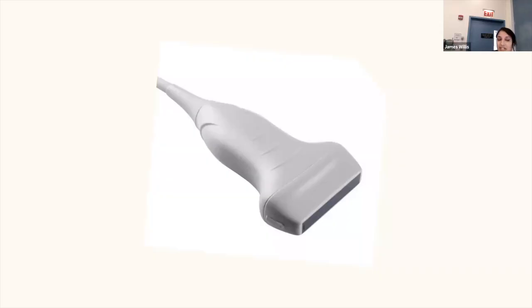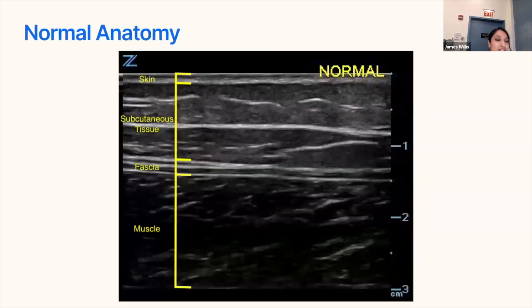So the probe we'd use is a linear probe. It's a higher frequency probe, and you use minimal pressure and you scan in two planes. So this is what normal anatomy looks like. The skin is hyperechoic, and then you have subcutaneous tissue, which has hypoechoic lobules. You have fascia, which is echogenic, and then muscle, which is striated.